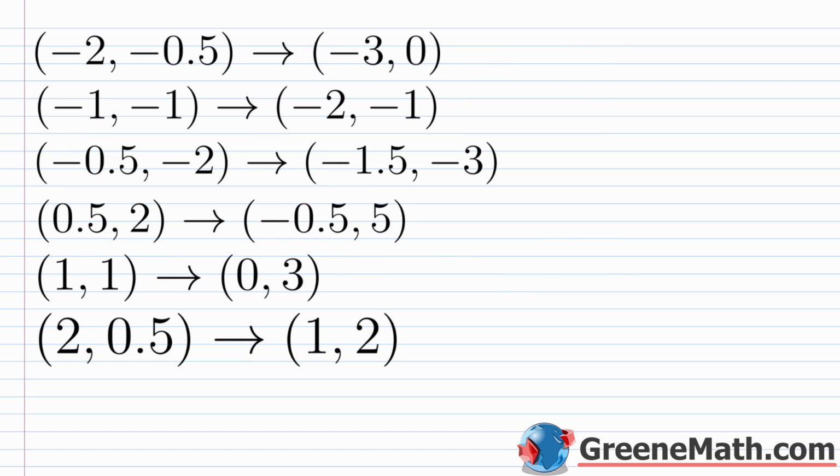Okay, so looking at the left here, those are going to be the points that we know from our g of x equals 1 over x. So these are corresponding points. So negative 2 comma negative 0.5, that's going to go to negative 3 comma 0.